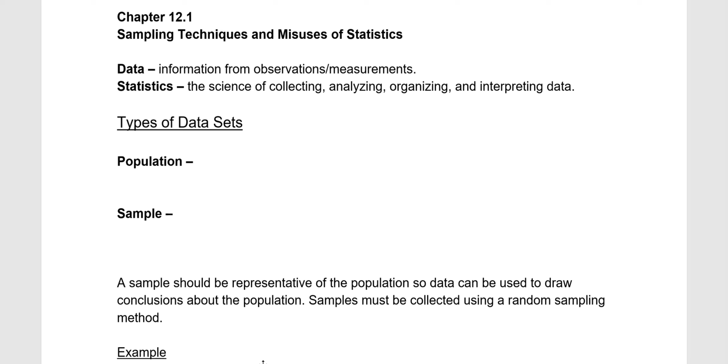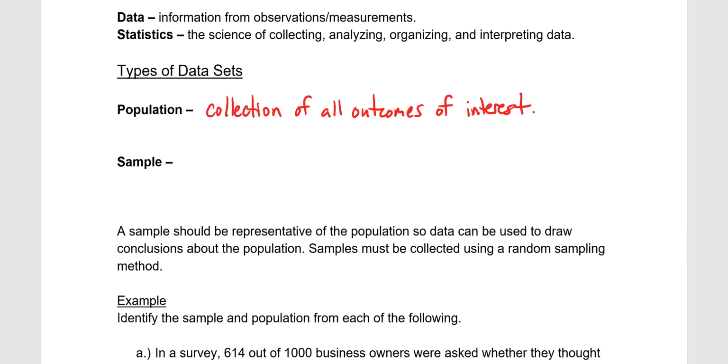So the two main types of data sets that we're going to be working with are population and sample. The population is going to be the collection of all outcomes of interest, and the sample is going to be a subset or a part of the population. So a sample should be representative of the population as a whole. Data can be used to draw conclusions about the population, and to do this, it has to be collected using a random sampling method, which we'll get into in a little bit.